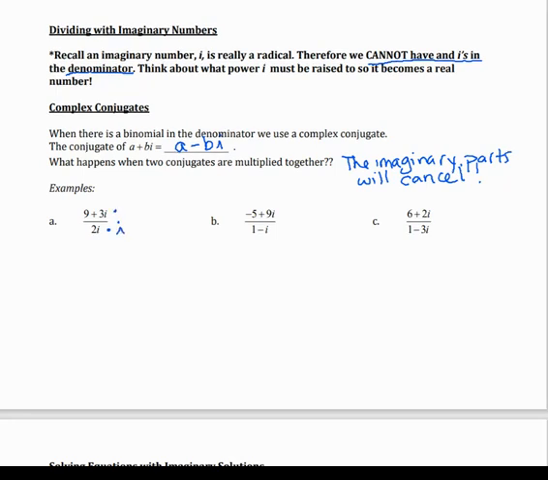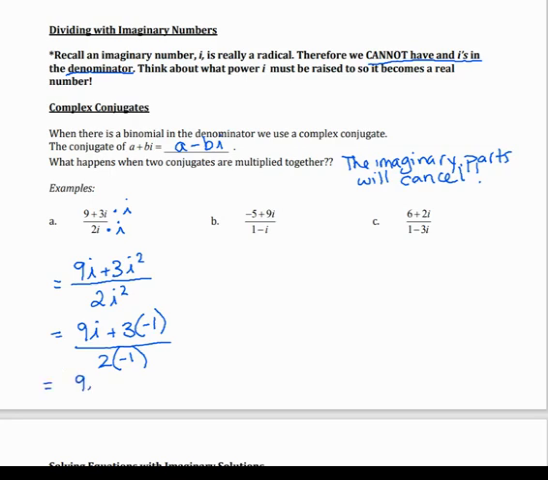If I do that on the bottom, I must do it up top. So now the top becomes 9i plus 3i squared, and the bottom becomes 2i squared. Recall that we just said i squared is the same thing as -1. So I can substitute -1 wherever I see i squared. From here, I'll clean that up. That's saying 9i minus 3 all over -2.